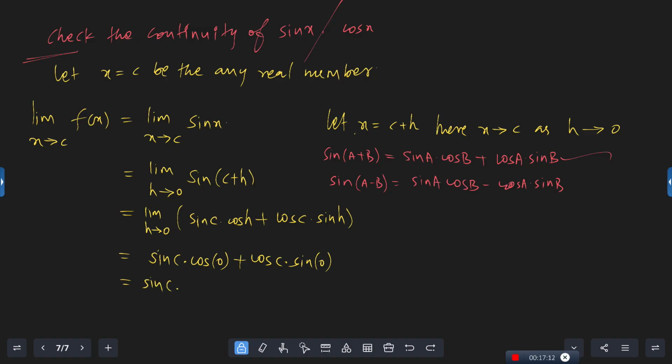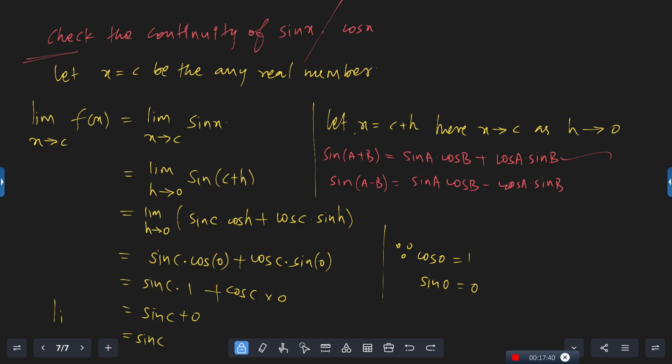What do you think about cos 0, children? Cos 0 is 1, sin 0 is 0. This trigonometric table you must know. So cos 0 is 1, plus cos c into sin 0, which is 0. Have you understood? So 1 into sin c I am getting, cos c into 0 is 0. Therefore I am getting sin c.